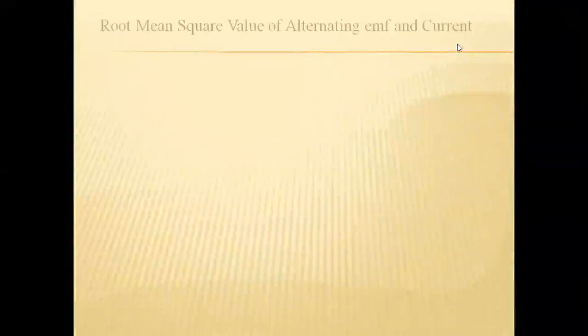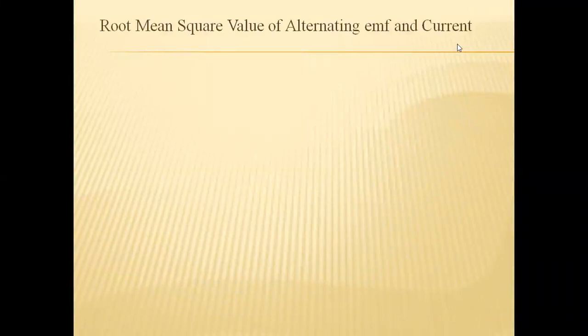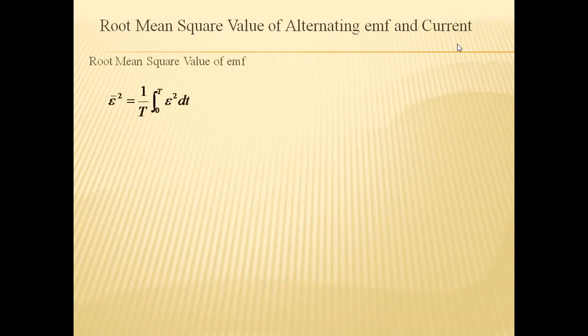Now I discuss the root mean square value of alternating EMF and current. Firstly, we discuss the mean value of alternating EMF and current. Then we square the values. Then finally we go to the root process. Then we achieve the root mean square value. So, no more delay. Firstly, we take the square mean value, that means the mean square value.